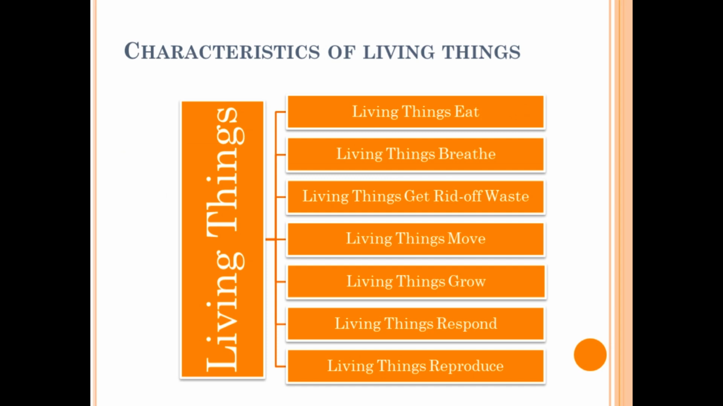This is the flowchart of characteristics of living things. There are several different types of characteristics of living things. First, living things eat. Number 2, living things breathe. Number 3, living things get rid of waste. Number 4, living things move. Number 5, living things grow. Number 6, living things respond. And the last one is living things reproduce, which means they produce their generations.